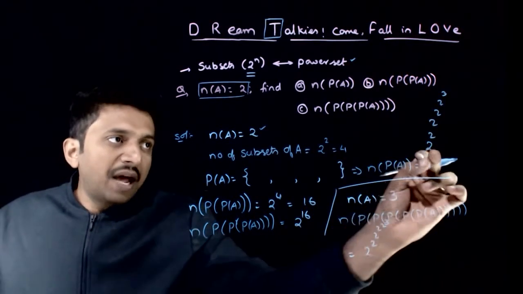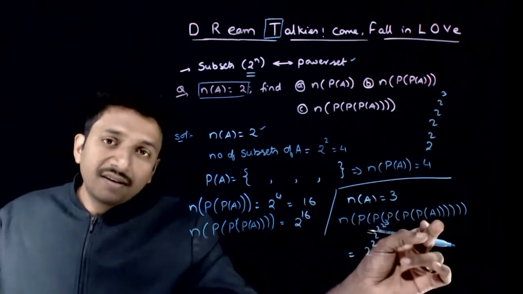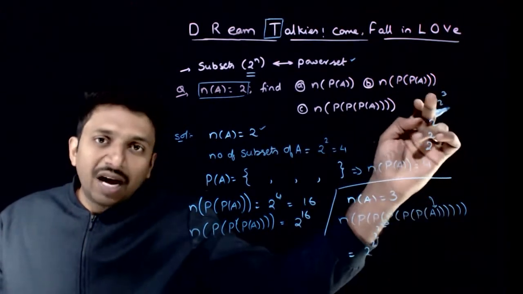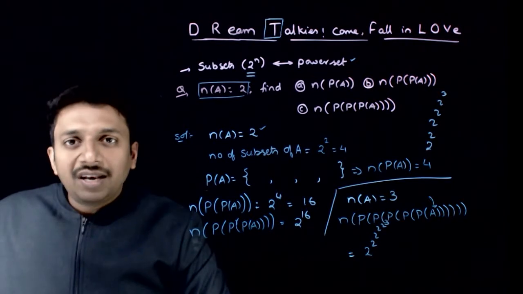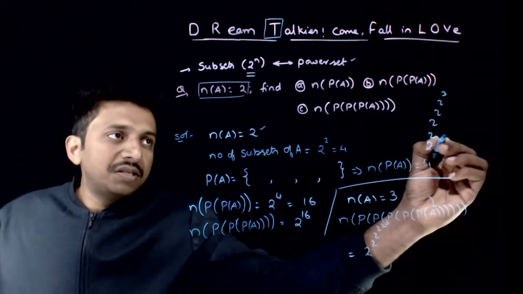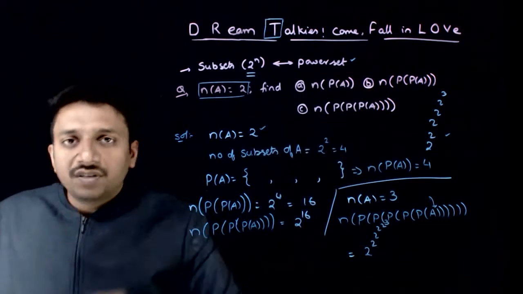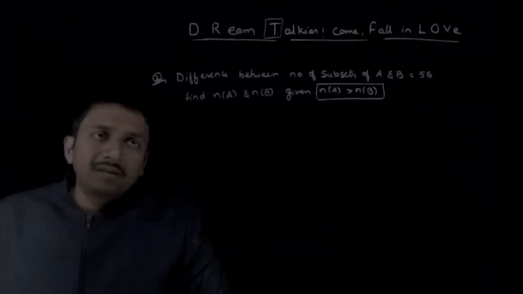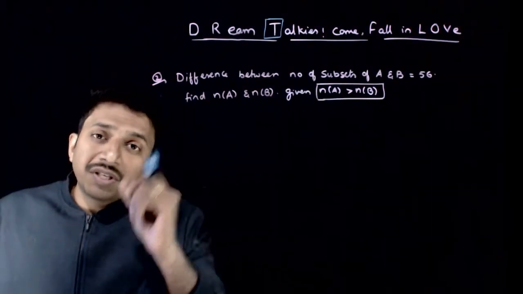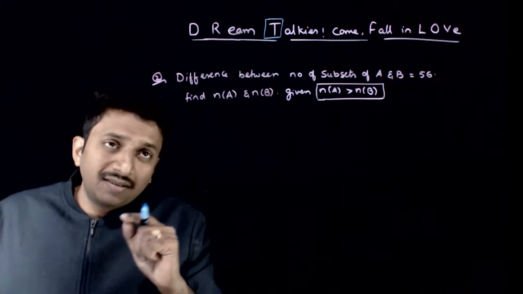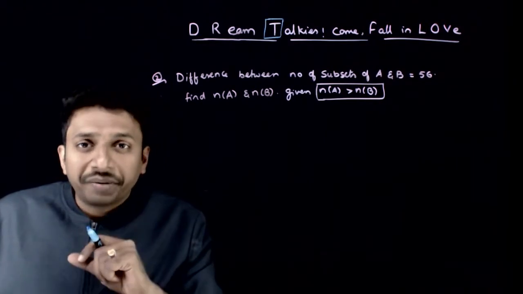For each P you have to write a 2, and for A at the last you have to write the number of elements in A. So this is how you solve questions of this form. Let us look at another question of this type. This question is also based on the formula 2 power n.